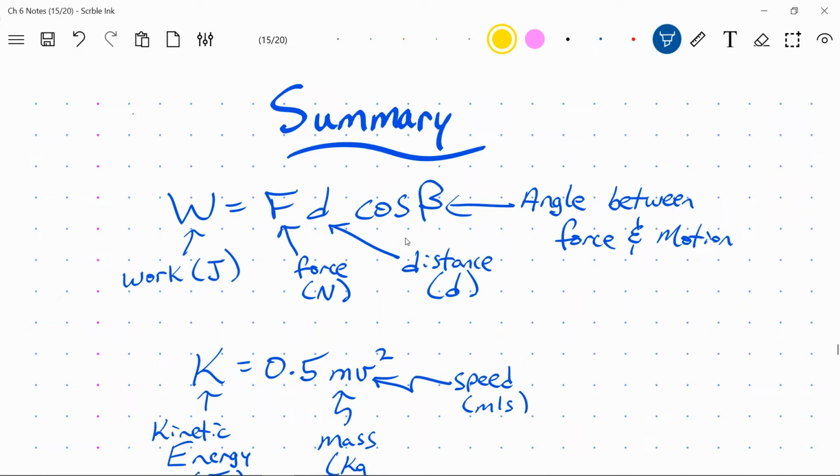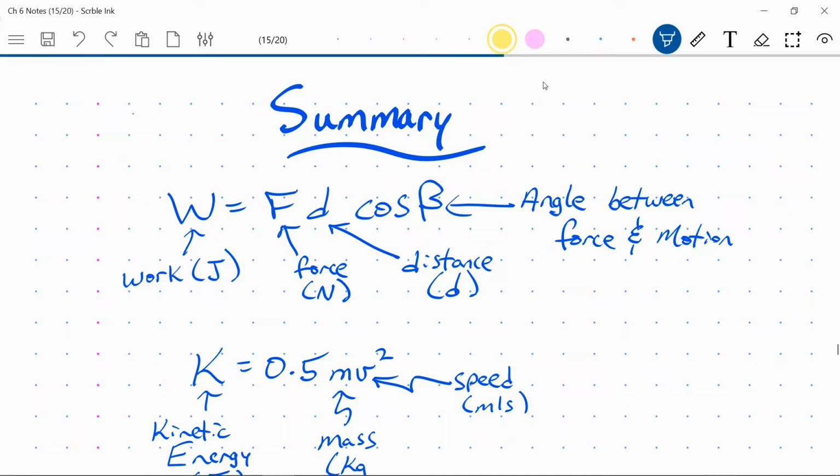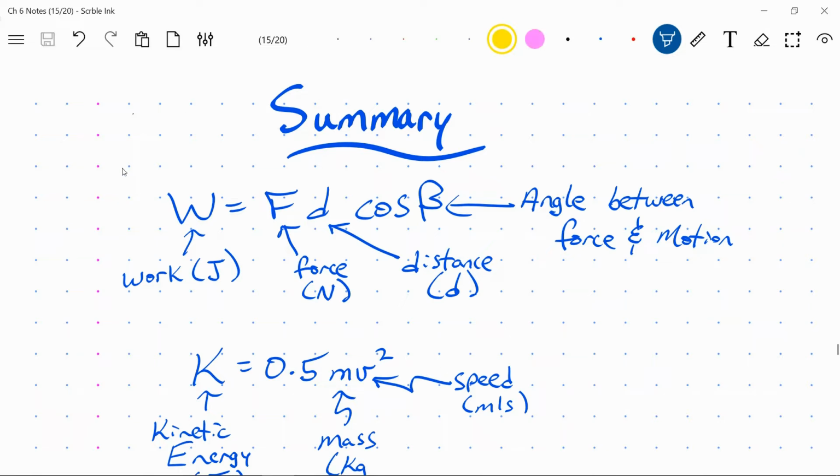Okay, so I wrote this up just before I started recording. Let me just give you a summary of the important equations in this chapter, and then I'm going to go over those 5 questions that appear at the end of the notes. Okay, so here's the summary. There aren't that many new equations in this chapter.